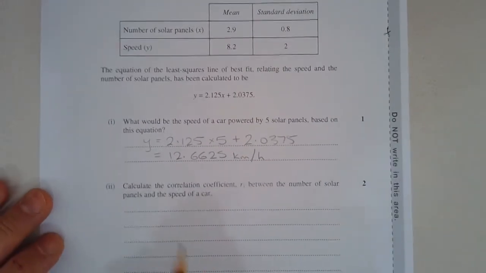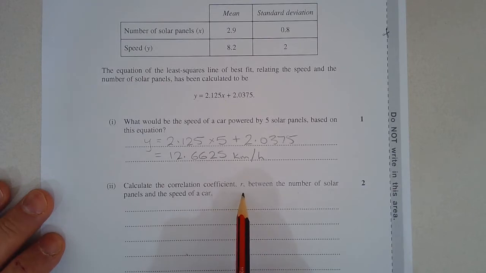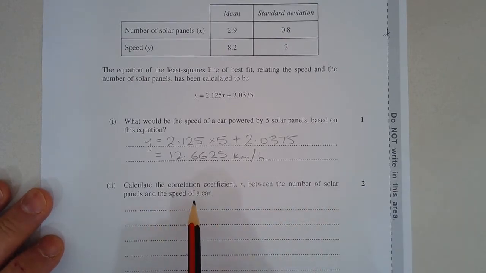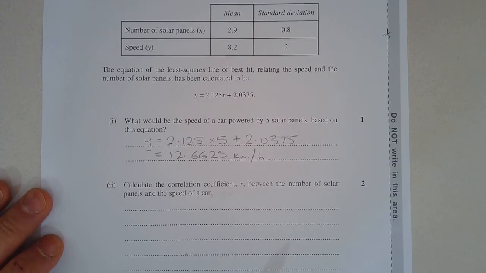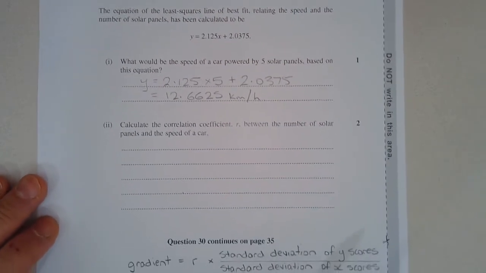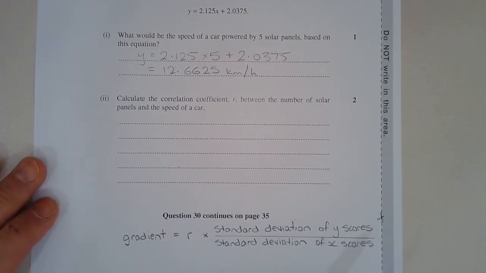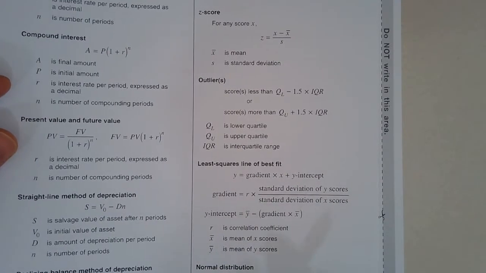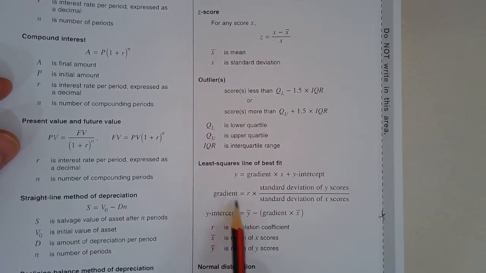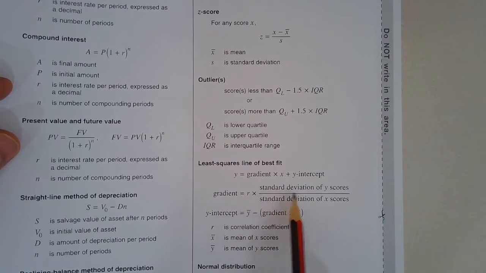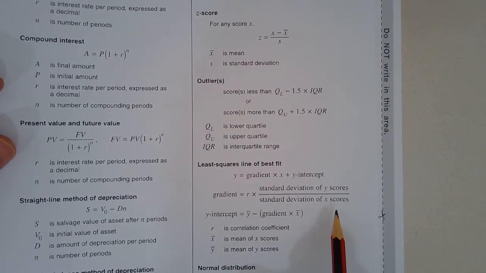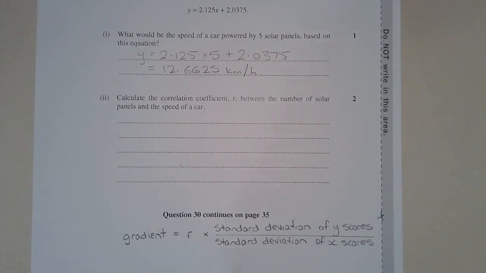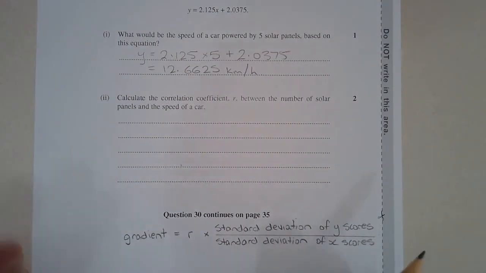Part 2. Calculate the correlation coefficient R between the number of solar panels and the speed of a car. Now, this is where a formula is required, and I'm just given the formula down here. This is in fact a formula given in an older formula sheet, so this question comes from an older syllabus. So this is the formula here. Gradient equals R multiplied by standard deviation of y scores over the standard deviation of x scores. I've just written that same formula here.